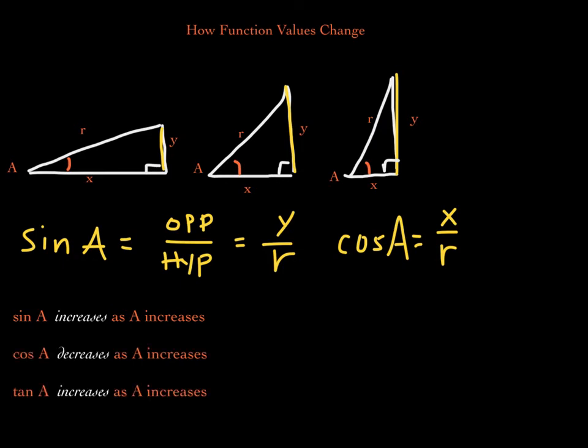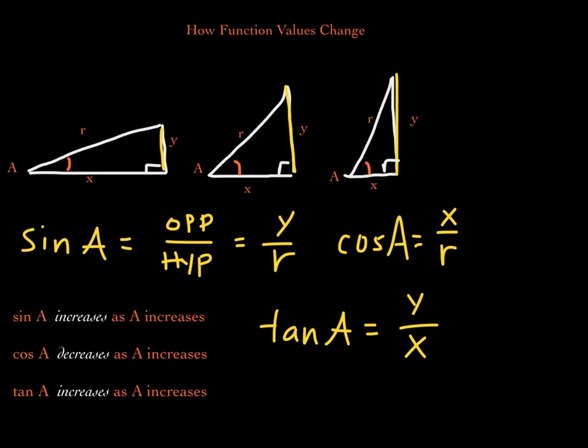And we can look at tangent of A as y over x. Tangent of angle A is y over x, remember that? And so the numerator of this ratio is getting larger while the denominator, x, is getting smaller, as angle A increases. So therefore, this ratio is becoming larger and larger in value. So tangent of A increases.